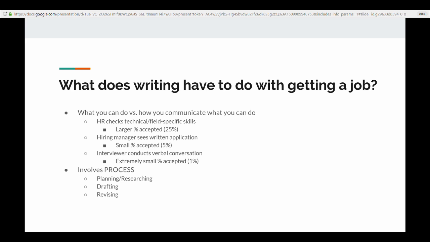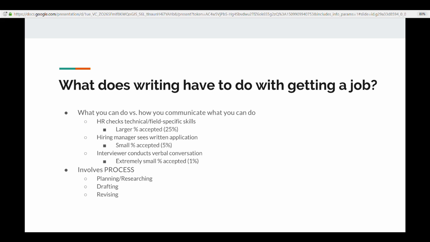And then these applications go to the hiring manager. And this person sees the written application in its entirety, so the resume and the cover letter. This person is assessing your ability to write, your credentials, to introduce yourself in your writing in the cover letter. And in this case, a smaller percentage gets accepted, about 5% of the original applications. So about 20% of the applications that get past HR.